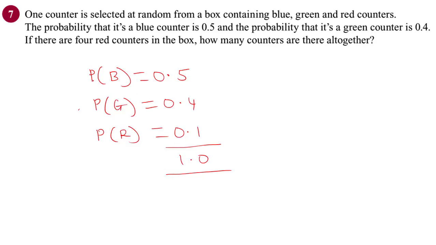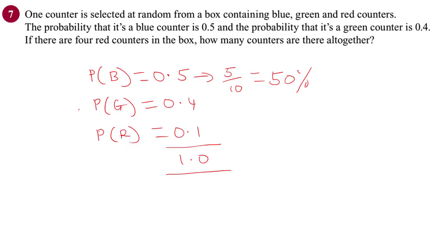Now this P means probability, and B stands for blue. So probability of picking a blue, probability of picking a green, probability of picking a red. Okay, so they all add up to that. Now, what I can then do is to convert these decimals into percentages or even into fractions. Now this is 5/10, and this 5/10 is the same as 50%, because it's a half, right?